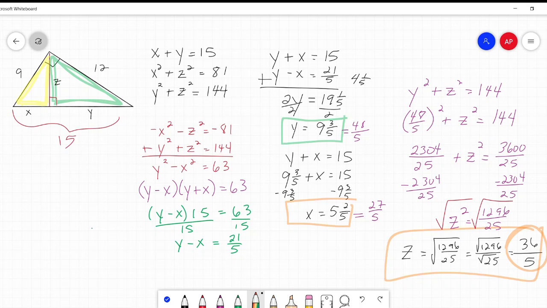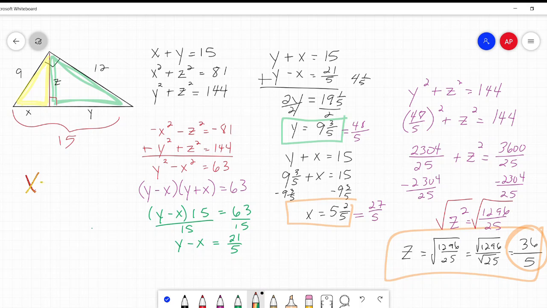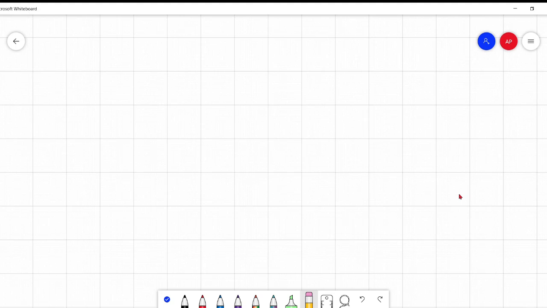So I'm going to write them over here on the left. I'm going to make it very bold here. Okay, so our x is equal to 27 fifths. Our y is equal to 48 fifths. And last, but certainly not least, our z is equal to 36 fifths.